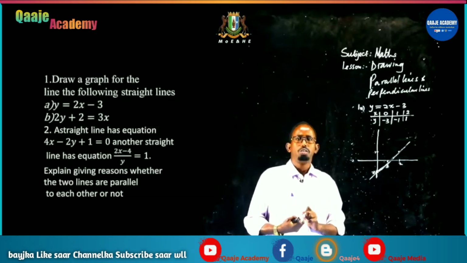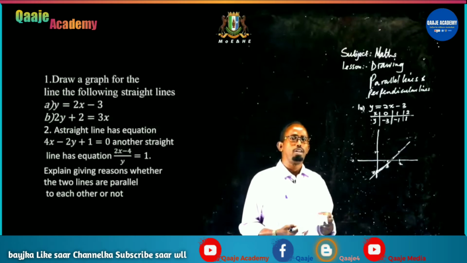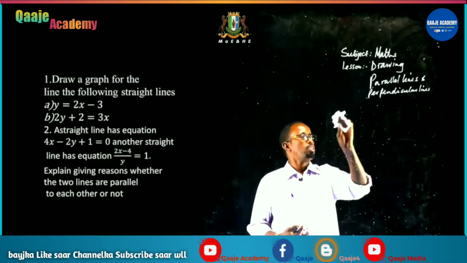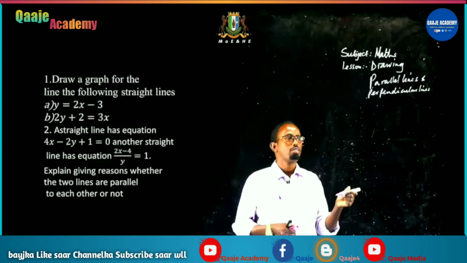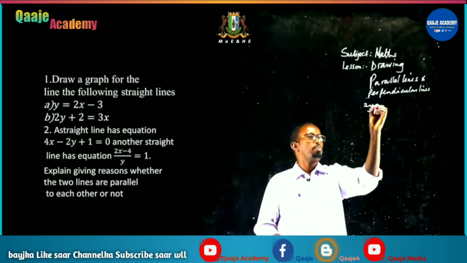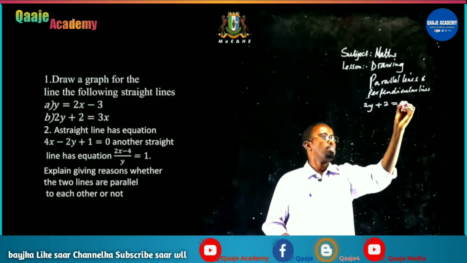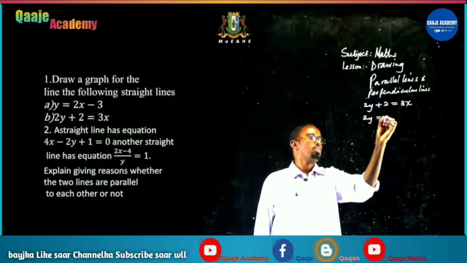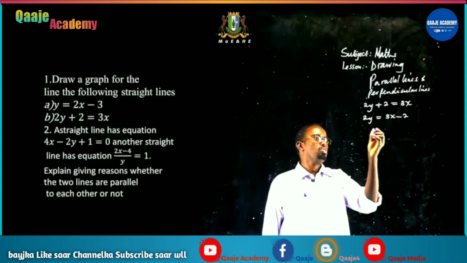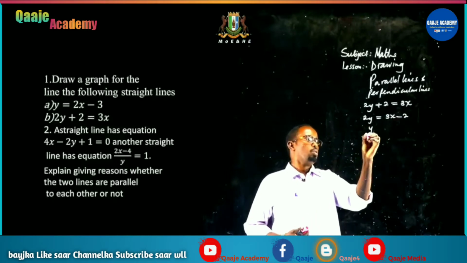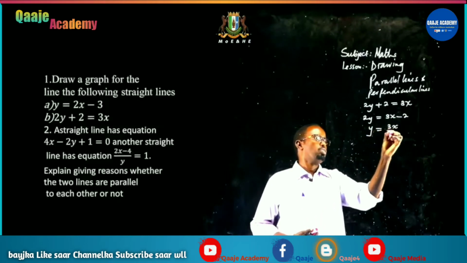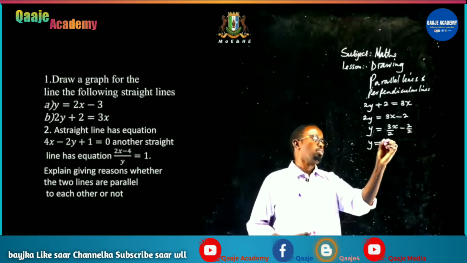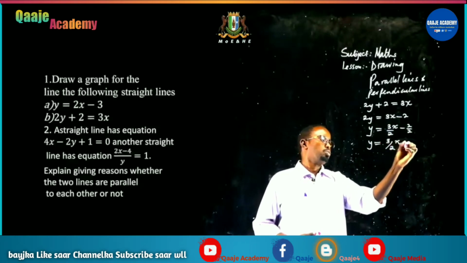Example 2, B: 2y plus 2 equals 3x. You make y the subject, so 2y will be equal to 3x minus 2. Divide both sides by 2. y will be equal to 3x over 2 minus 2 divided by 2. Therefore, y will be equal to 3 over 2 x minus 1.